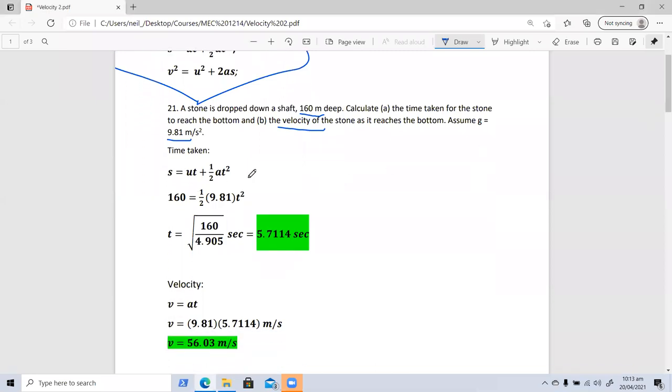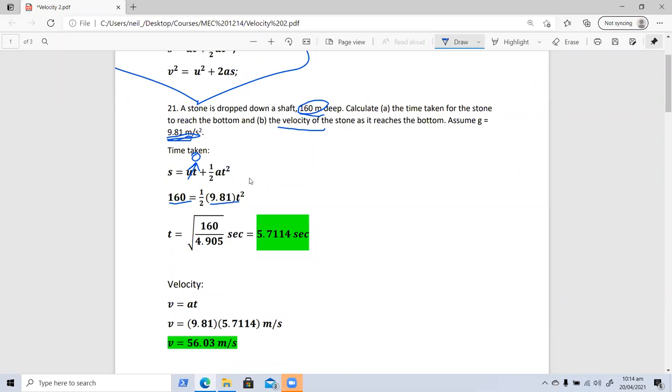All right, good. So S, as I just said, is 160. UT, remember it's dropped. So we drop it. So the initial velocity is zero because you just drop it. You didn't throw it down, you drop it. Initial velocity is zero. And half AT squared. Acceleration is the acceleration due to gravity, which is 9.81.